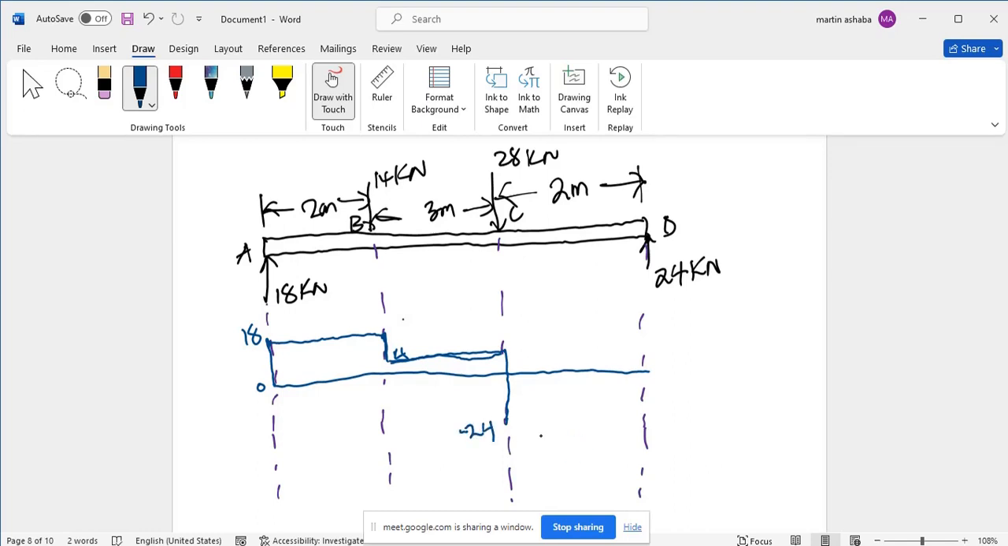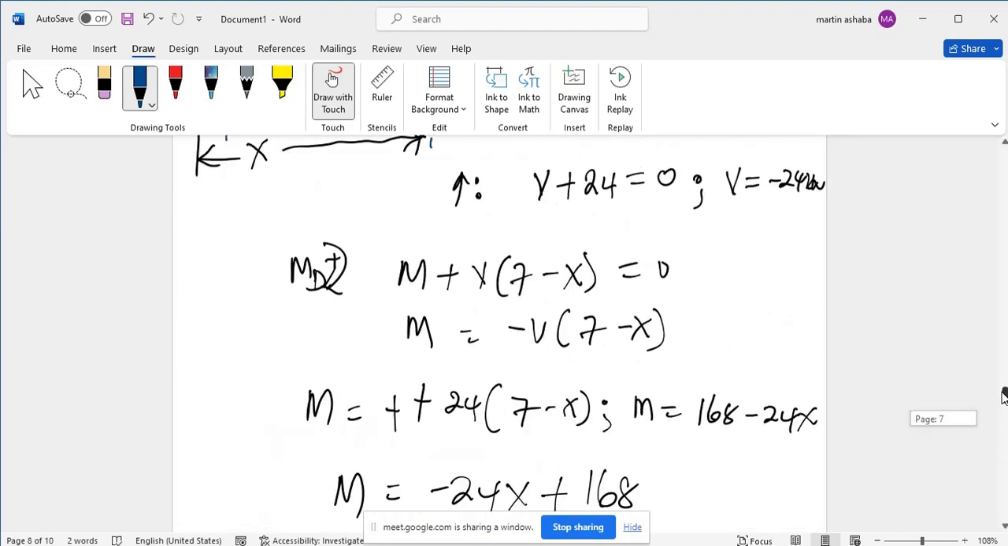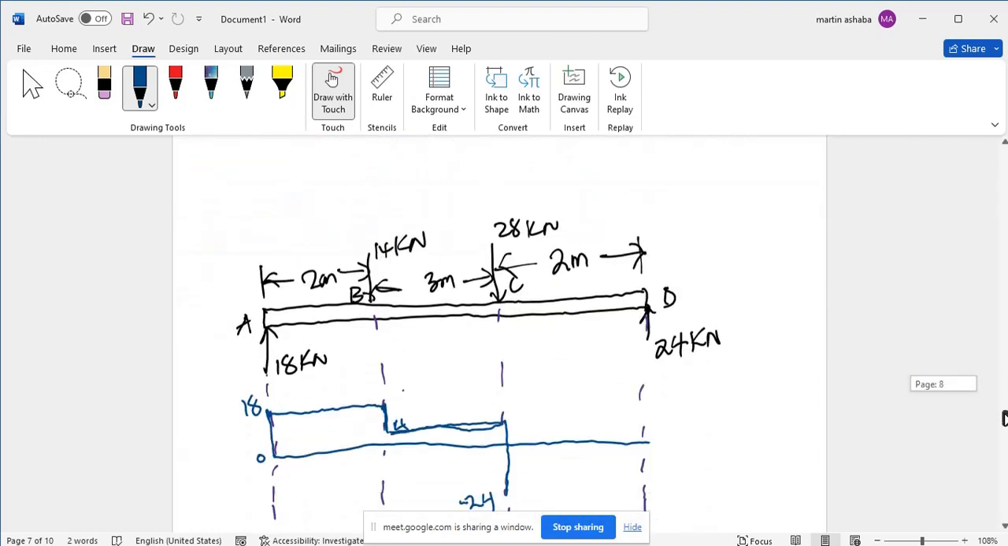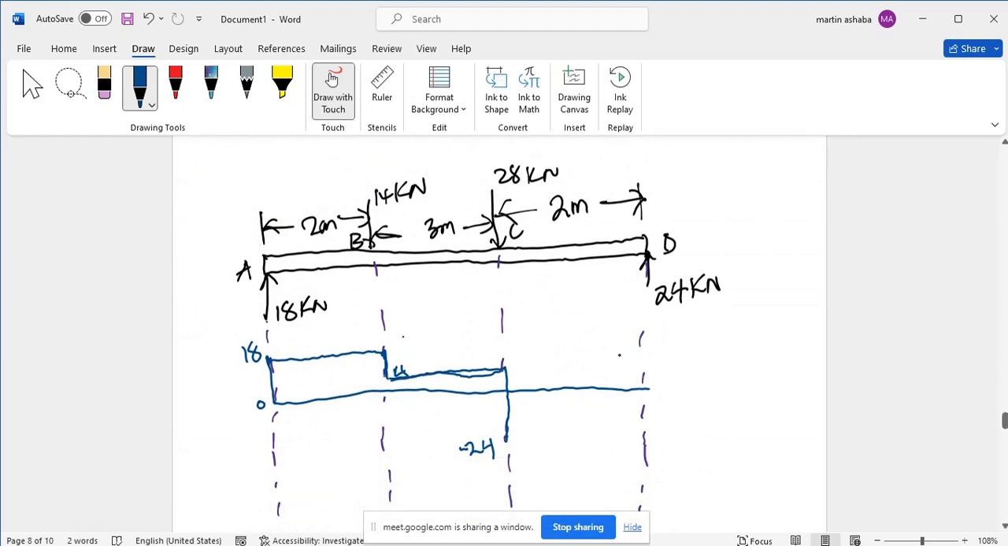That's what it means. So if I move up to negative 24, automatically when I check in between C and D, you can see the shear force is negative 24 and is constant up to point D. Okay, so I'm going to continue moving with my negative 24 up to when I reach point D. But when I reach point D, I find there is a force which is moving up, which is 24.